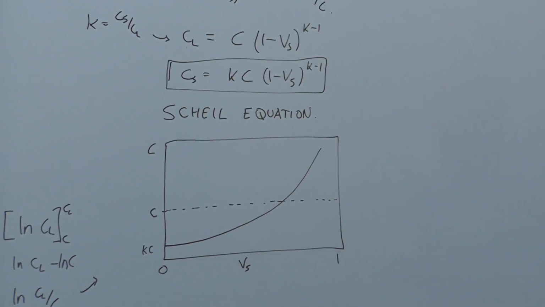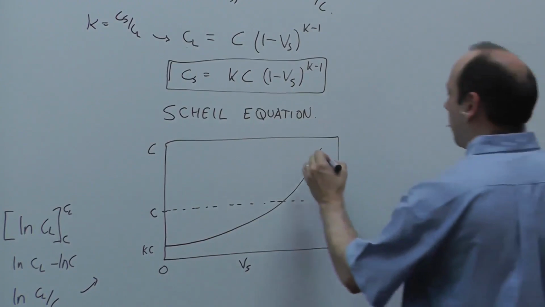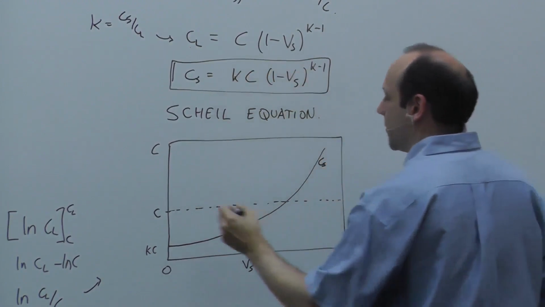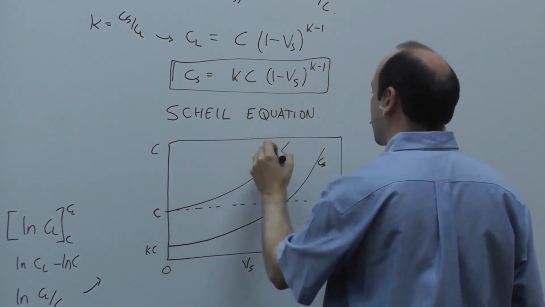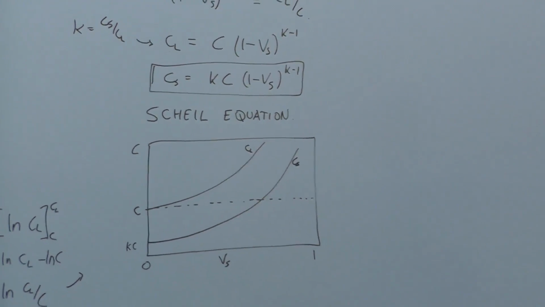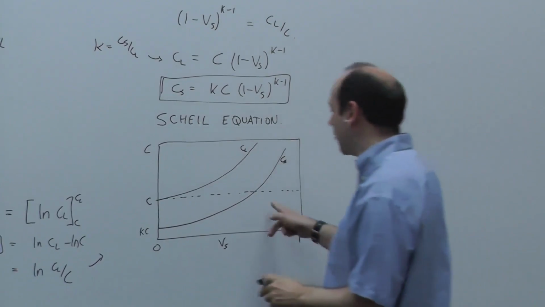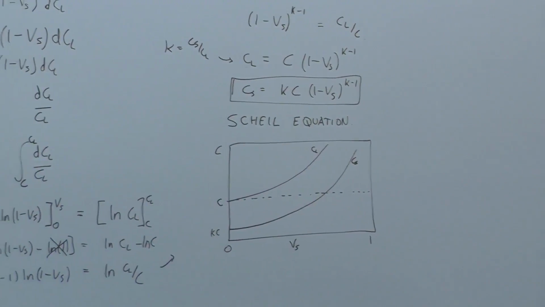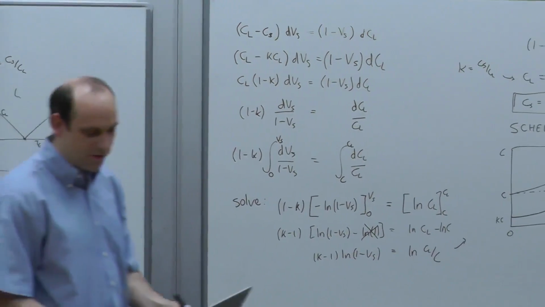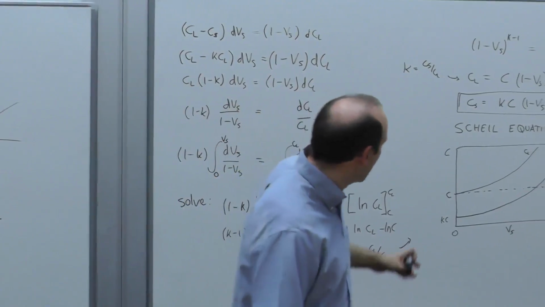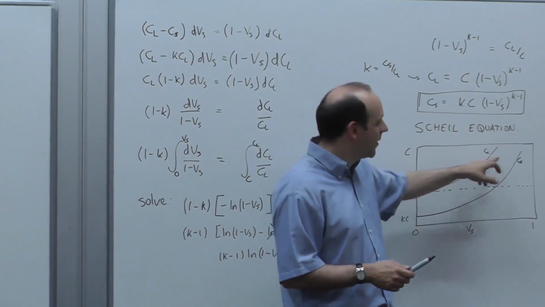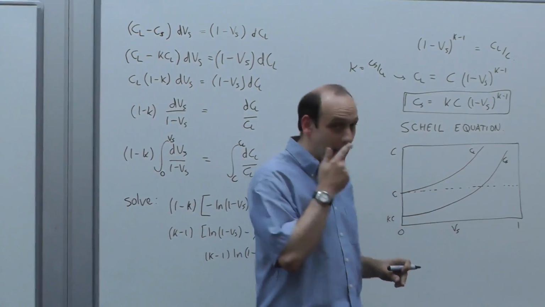That's what our solid composition will do. And our liquid composition, well, it just does C times 1 minus Vs to the k minus 1. So our liquid composition does that, Cl. So that's what the Scheil equation looks like. That's what the solution looks like. So what that's saying is that over the course of solidification, the composition of the two phases will go up and up and up. And what will happen is that at some point the composition of the liquid will equal the eutectic composition.